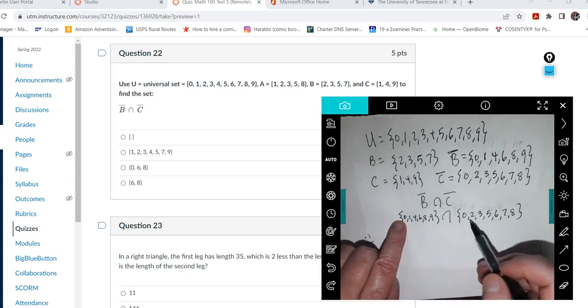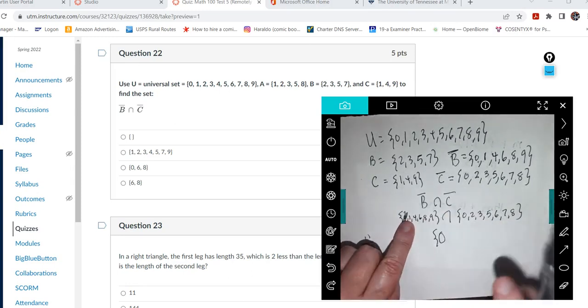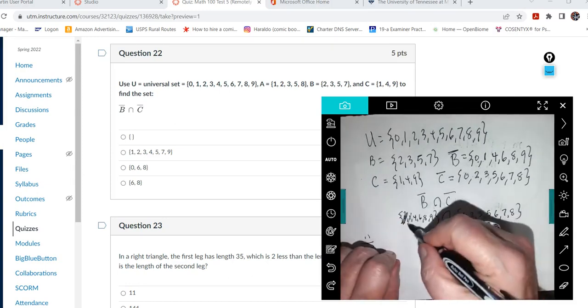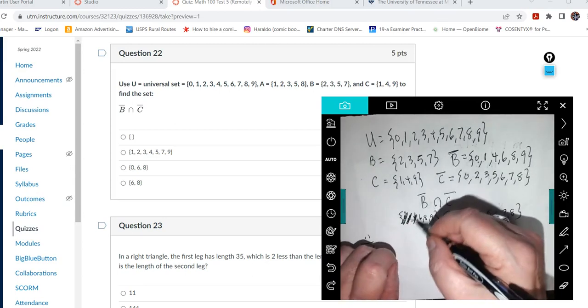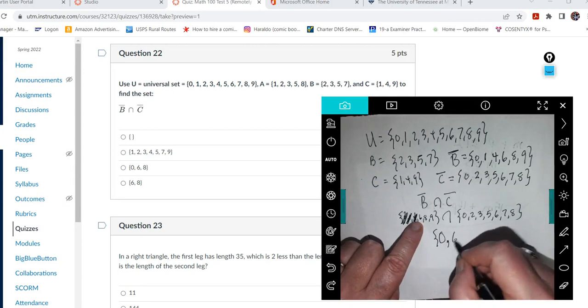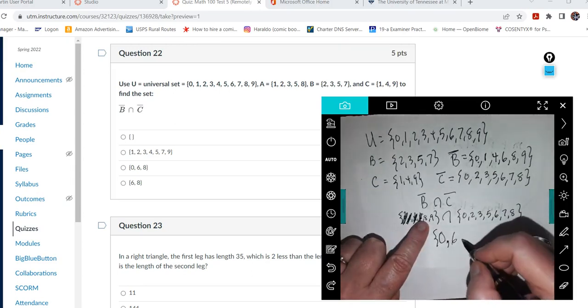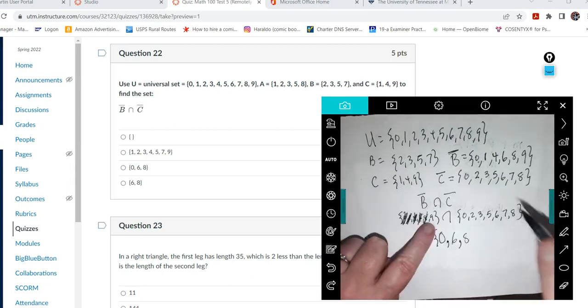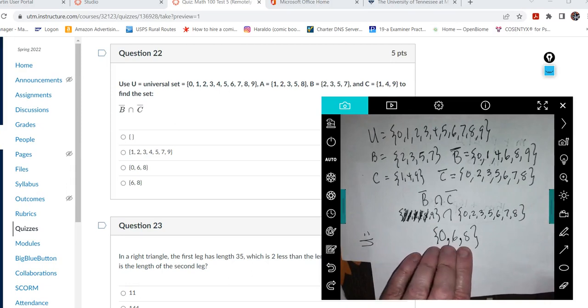So I can see 0 is in both, so it will be in the intersection. 1 is not in both of them, so it's not in the intersection. 4 is not in both of them, so it's not in the intersection. 6 is in both, so it's in the intersection. 8 is in both, and so it's in the intersection. 9 is not in both. So I'm looking for 0, 6, 8.